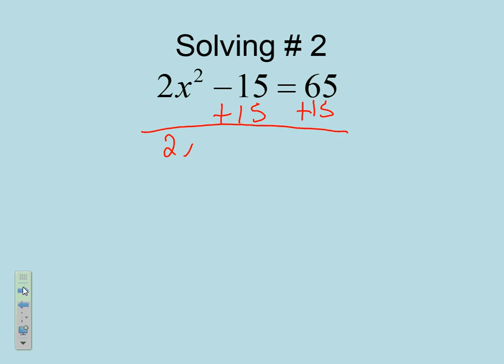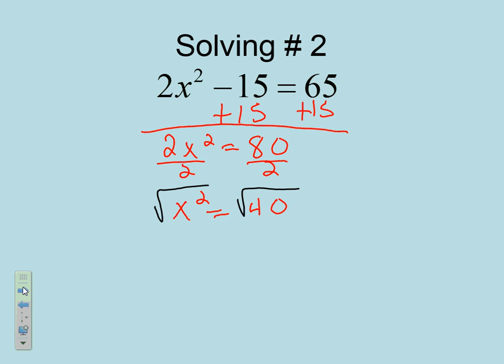We're going to get 2x squared equals 80. Divide by 2. x squared equals 40. Now, to get rid of our square, we're going to take the square root of both sides. So we get x equals... 2 answers, so I have to put plus or minus.